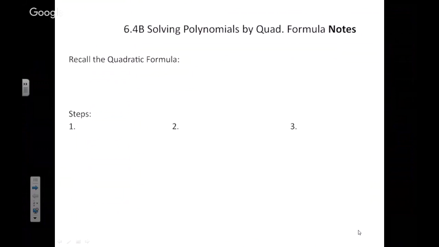All right, so do you all have this out? You guys ready to go with notes? We get 6.4b, solving polynomials by quadratic formula.